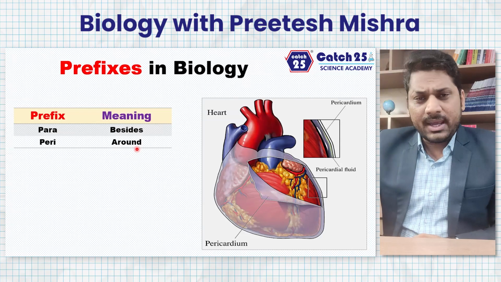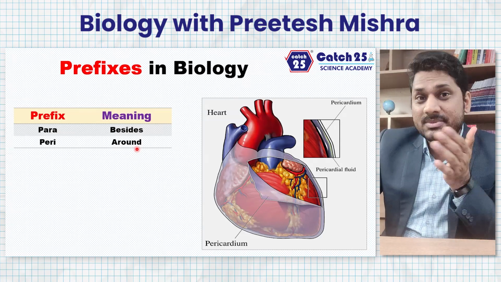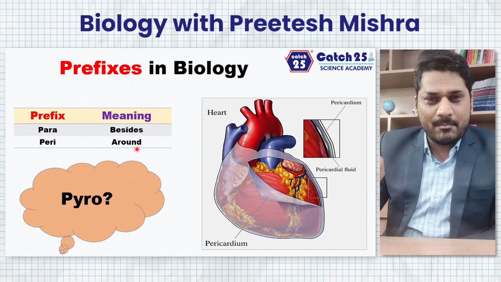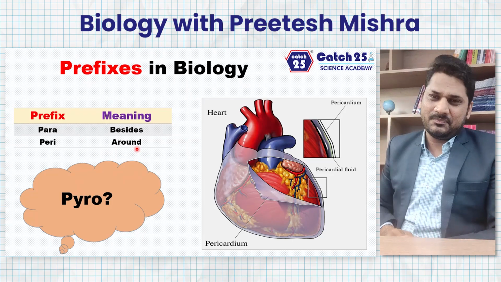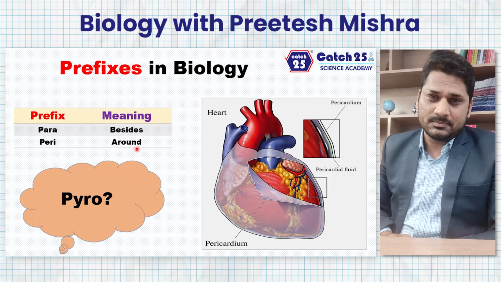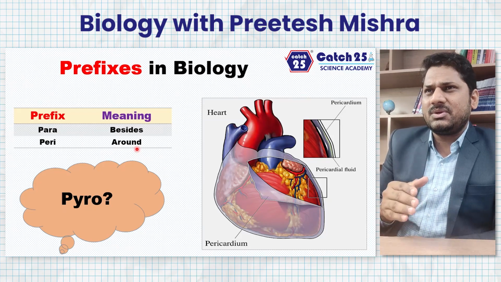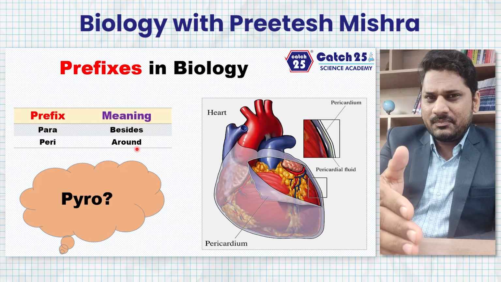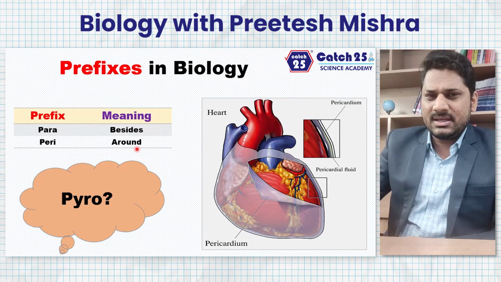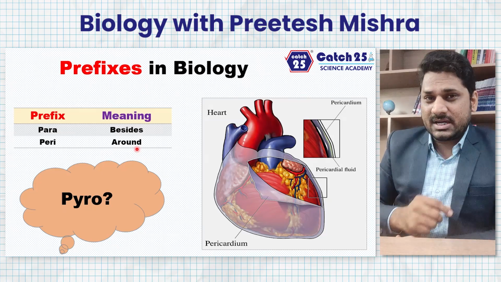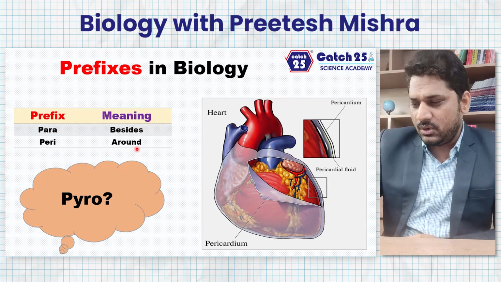Alright? Okay. So on this slide I also give you a suggestion, which you can go and find on the internet. This is my suggestion: para, peri, pyro. Just to give you an indication, pyro is related to something concerned with thermometer. So search it, and do write a comment in the comment box, let me know if you have understood the meaning of this.